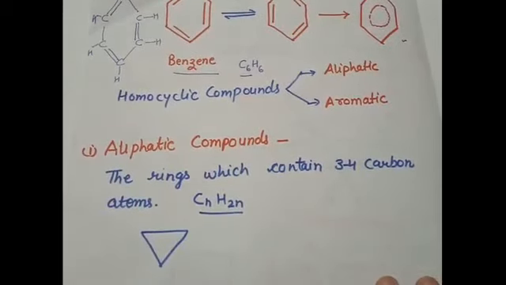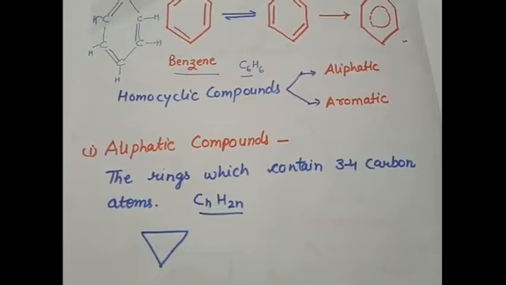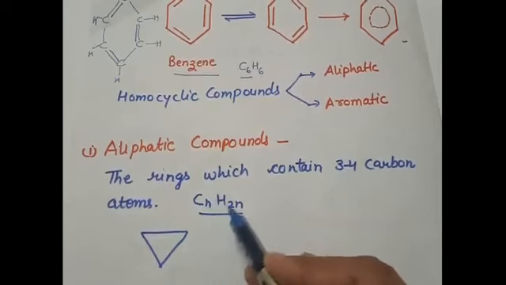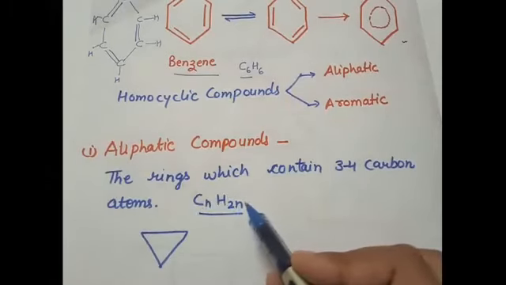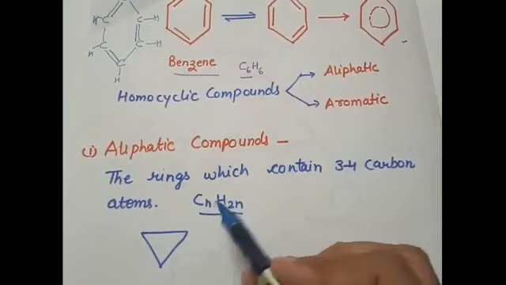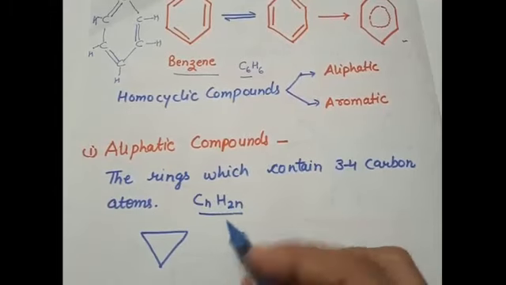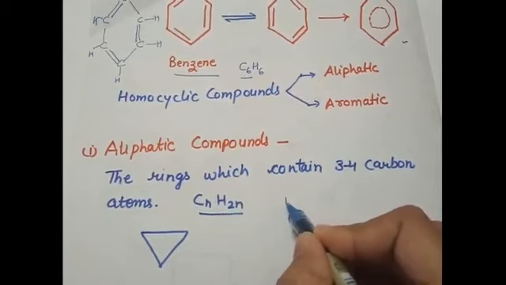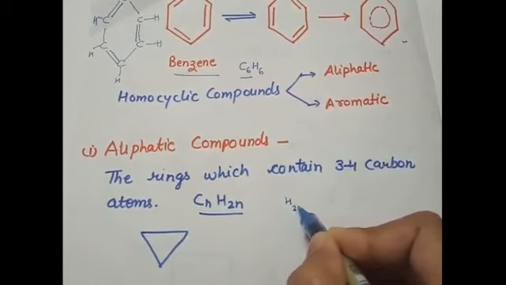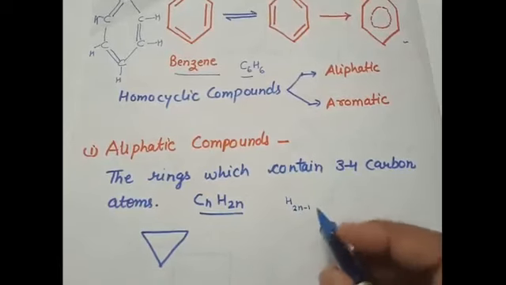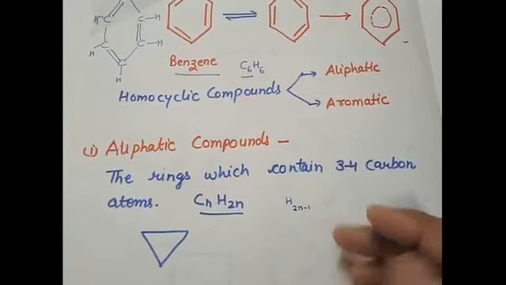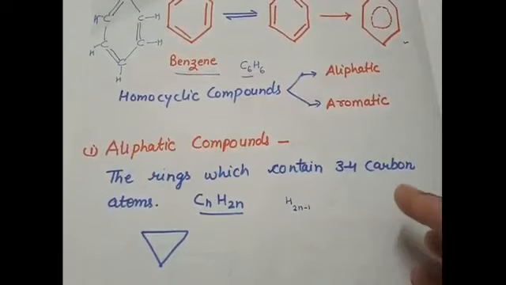So the first is aliphatic compounds. Aliphatic compounds are the compounds in which the ring of carbon has 3 to 4 carbon atoms and its general formula is CnH2n. So H2n is the proper formula from which the ring has taken the shape, but we will always have a number of hydrogen atoms less than 2n, because only after the removal of one hydrogen can we join the straight chain in the form of a ring.